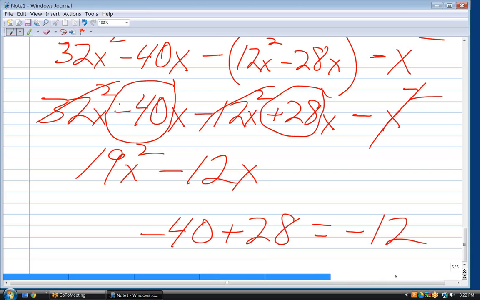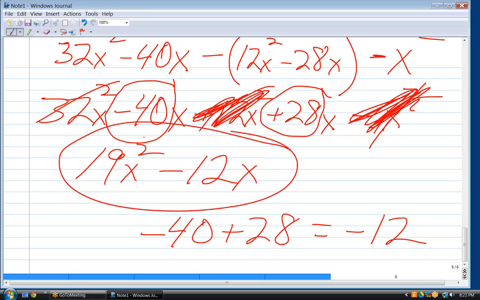And you have to bring the minus sign. You can't drop that minus sign. When I crossed out the 32x squared, I didn't cross out the minus sign. When I crossed out this 12x squared, I did cross out the minus sign. And I crossed out the minus sign for that x squared. But you've got to maintain your minus signs where they're still left. So there's your answer.